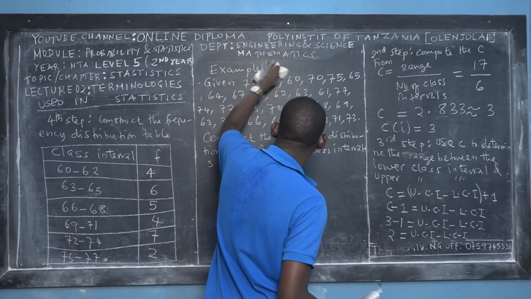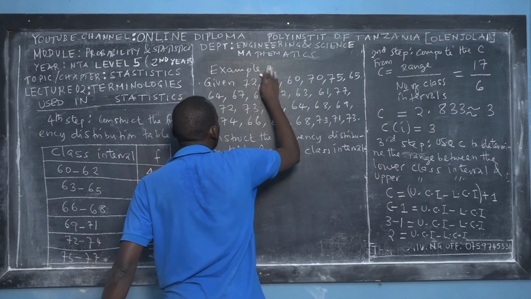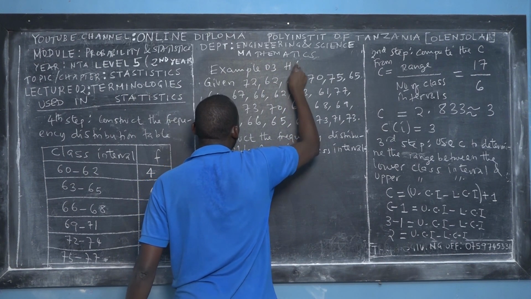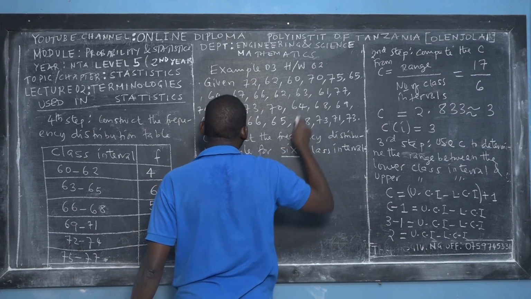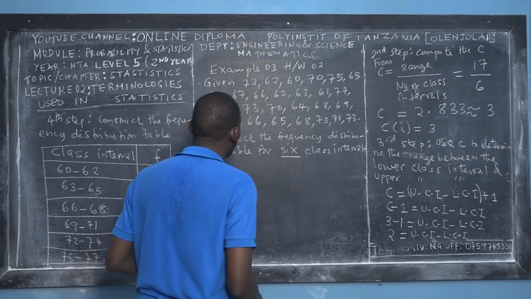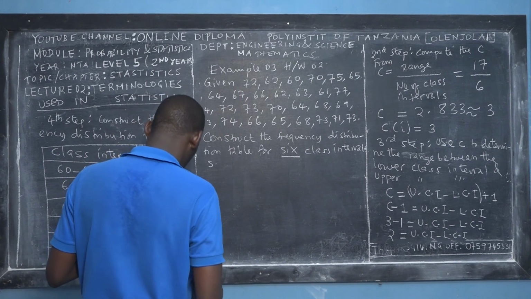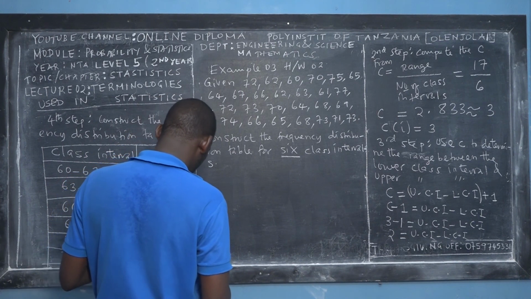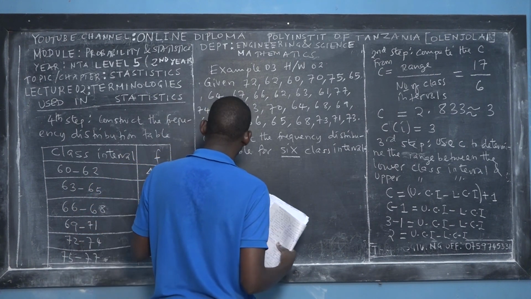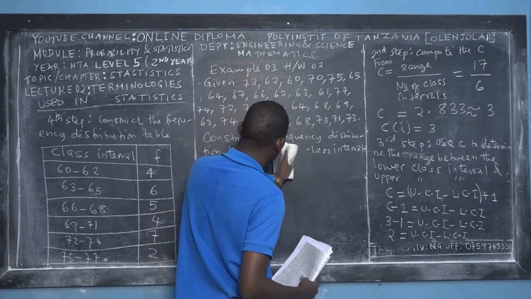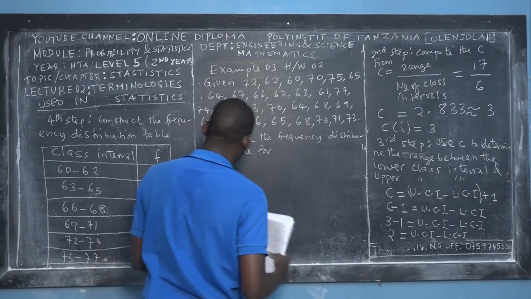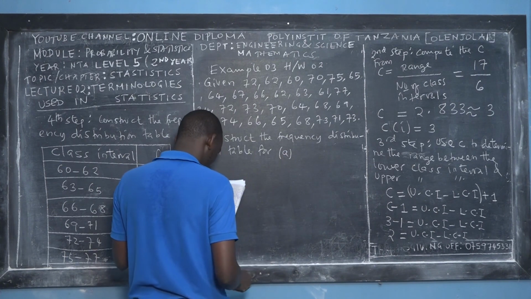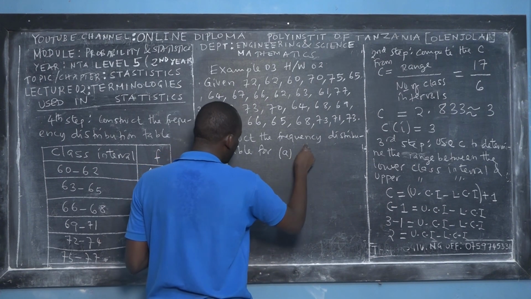That should be example 3. This is homework 2. So given all of that information, construct a frequency distribution table for 4 class intervals.